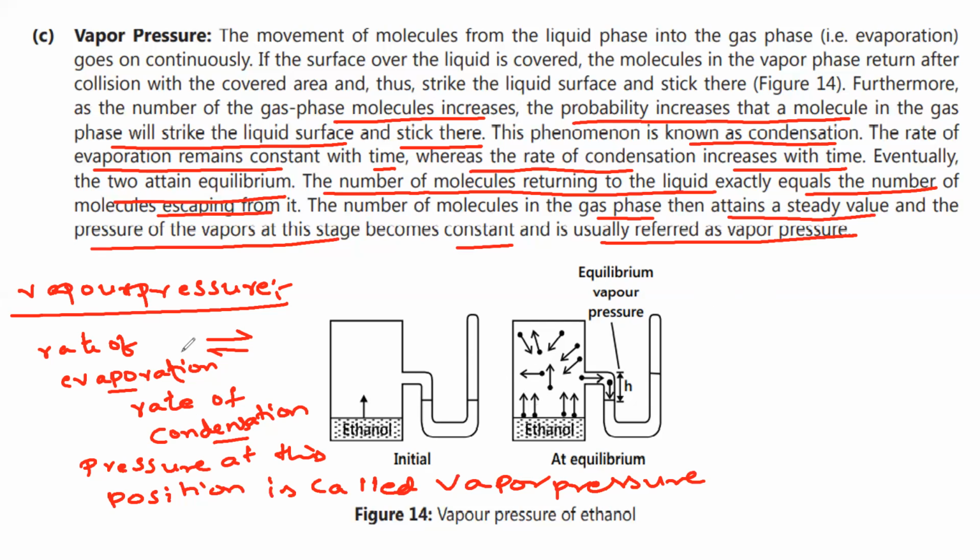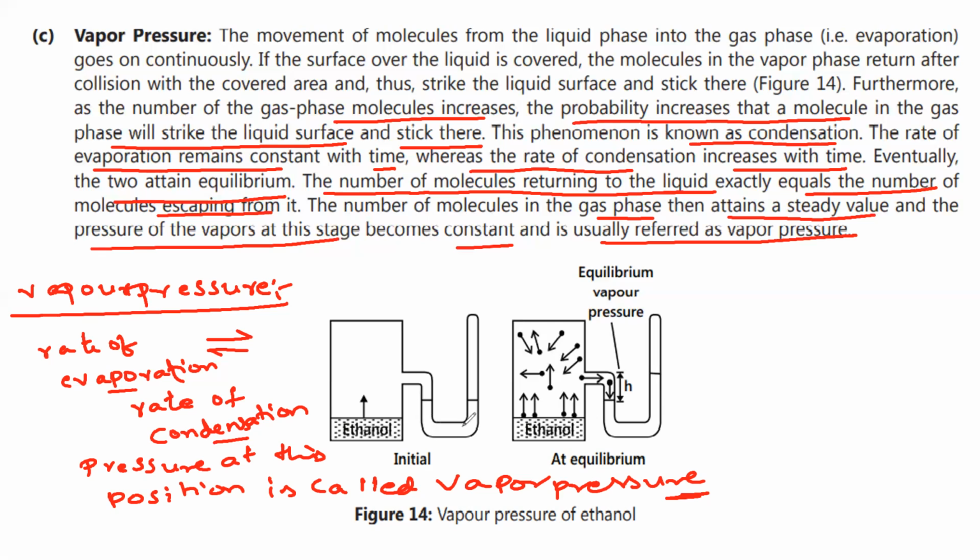So we can say evaporation is in equilibrium with condensation. When evaporation is in equilibrium with condensation, that is, the rate of escaping of gas molecules from the surface of the liquid is equal to the rate of condensing of the liquid molecules into the liquid, the pressure developed at this position is called the vapor pressure of the liquid.